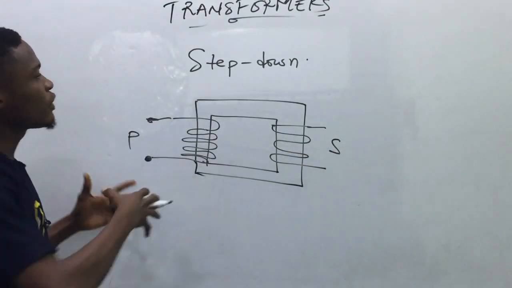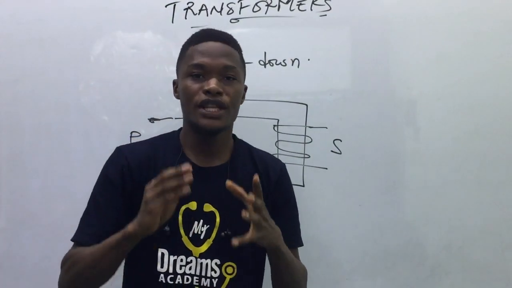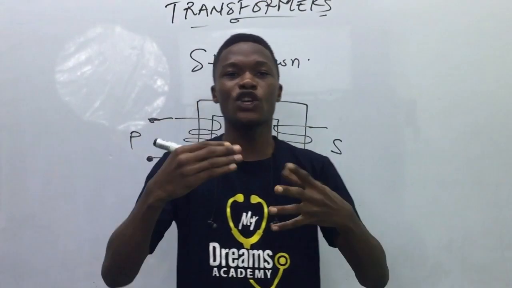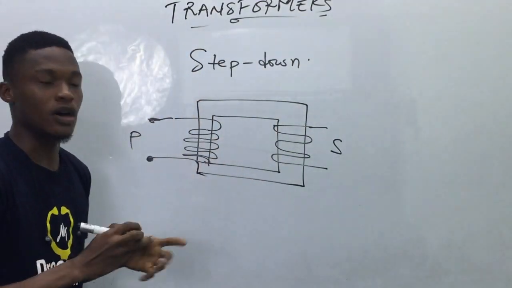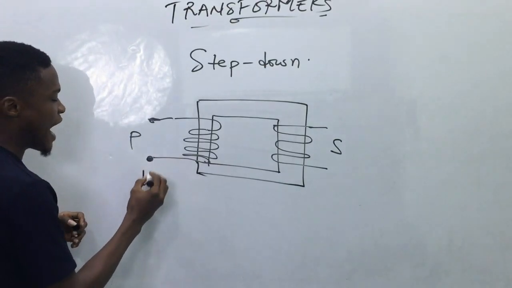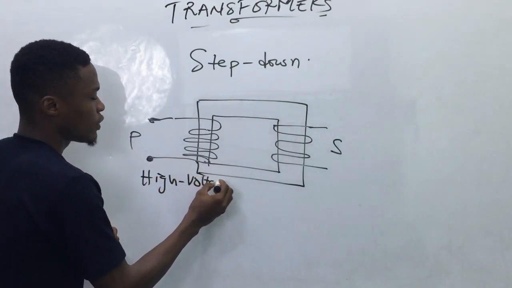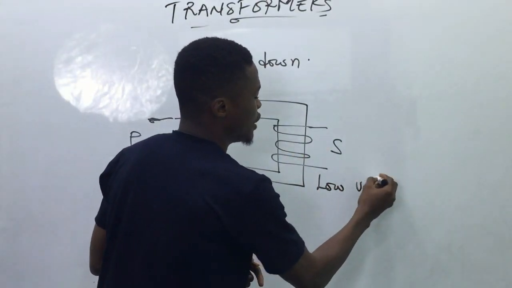Okay, now if you look at the step-down transformer, just like the name implies, it steps down the voltage. So that means that if the voltage is too high and you want it to become low, you use a step-down transformer. That is what it does. So if I have a high voltage on this side, then on the secondary I will get a low voltage.